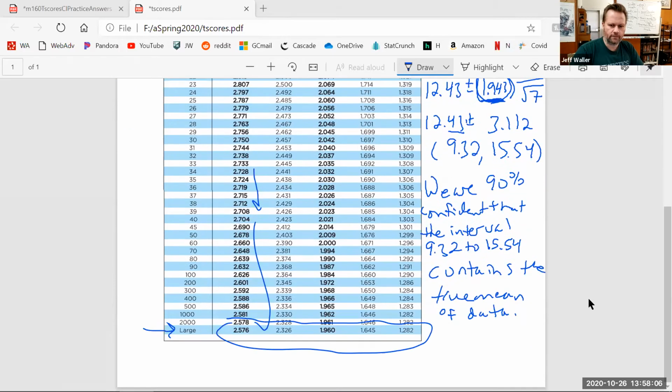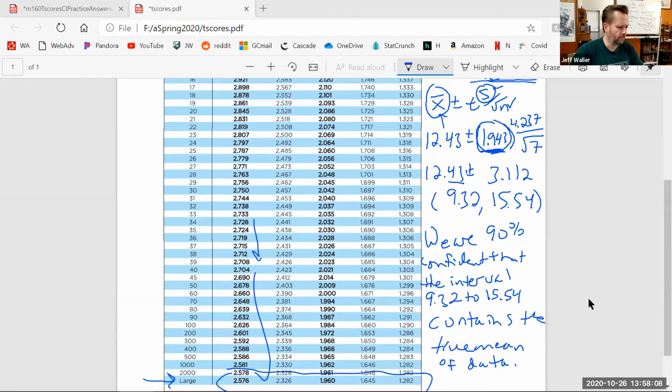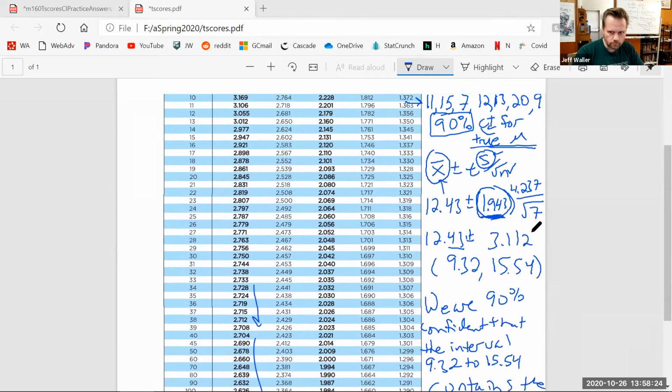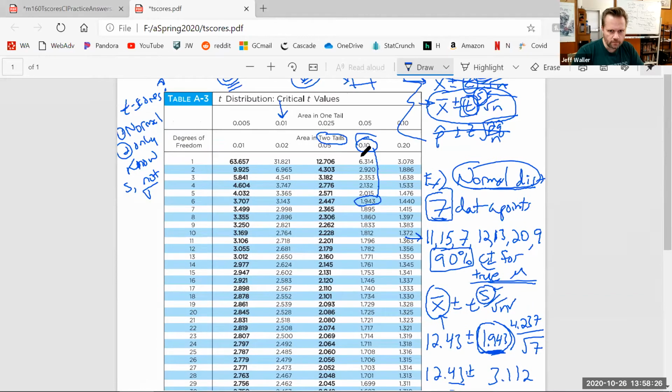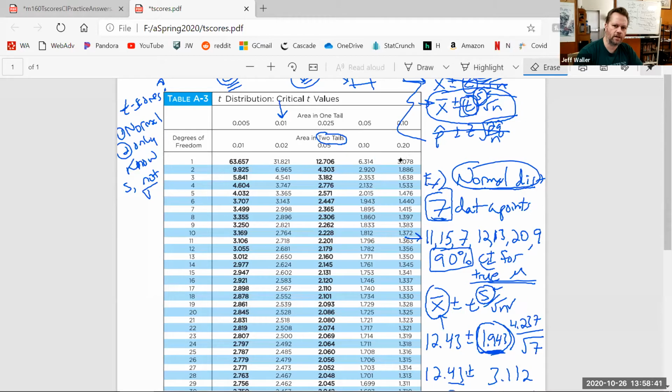All right. How do you guys feel about that? Just a quick question. When we're looking at the t-score chart, for the problem that we just did, we were looking at a 90% confidence interval, right? Yes. So how did I know to look at this column?